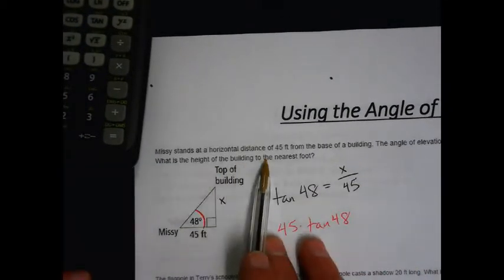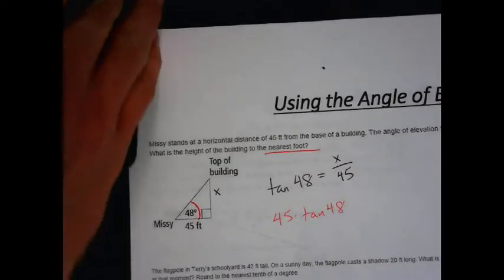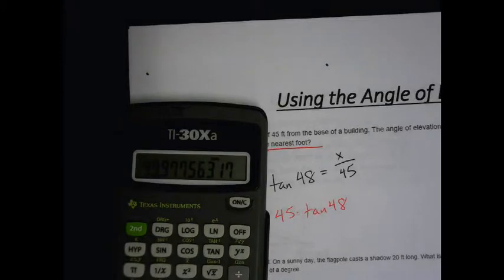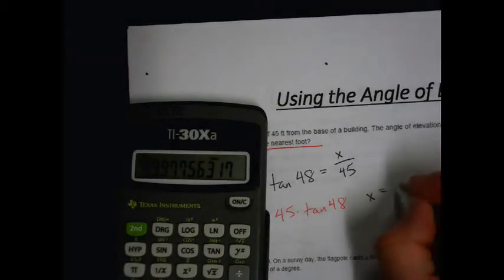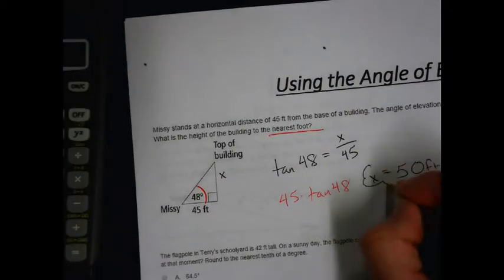What is the height of the building to the nearest foot? So it's to the nearest whole number, to the nearest one. So it's 49.97, that's 50. Okay, so we're looking at 50 feet. Is it feet? Yep, 50 feet. So the height of the building is 50 feet. And that's how that works.